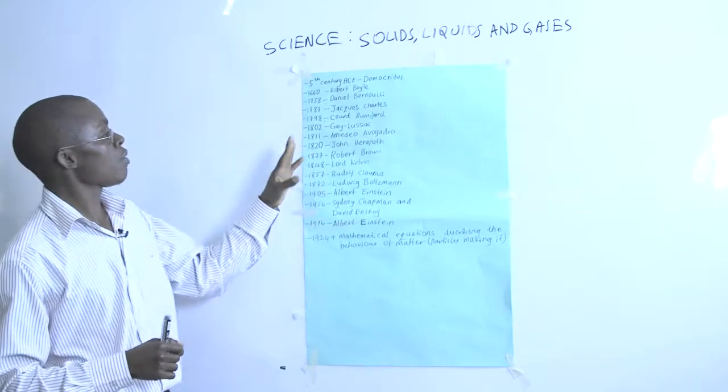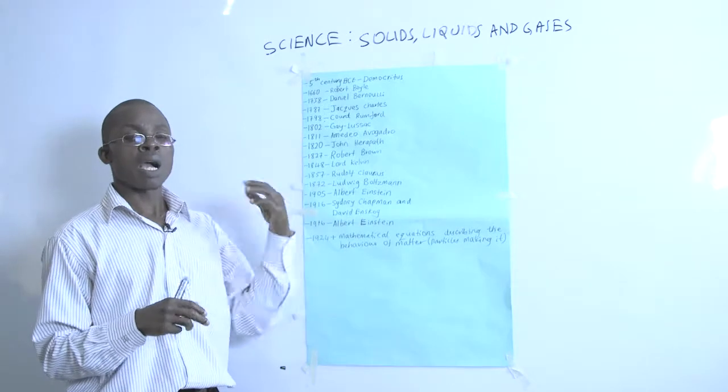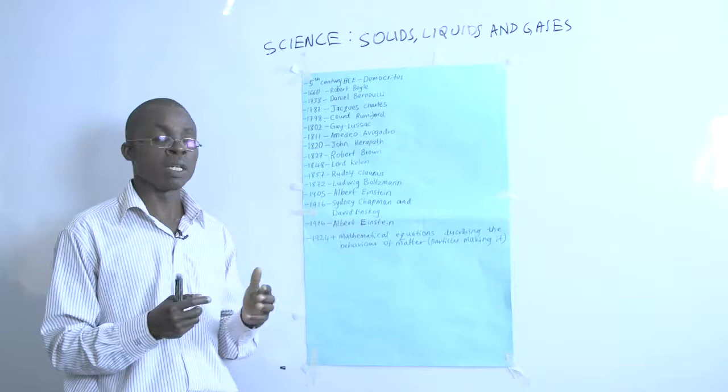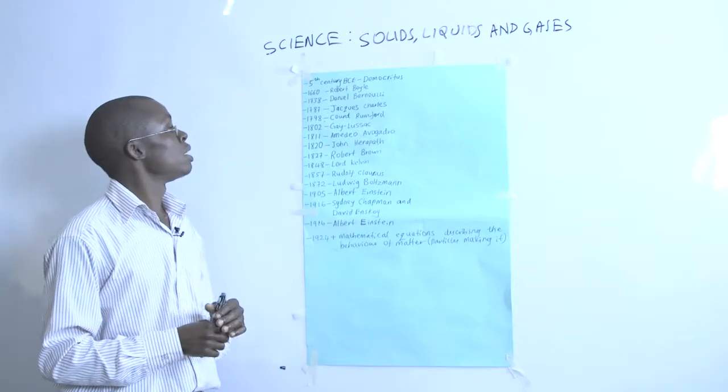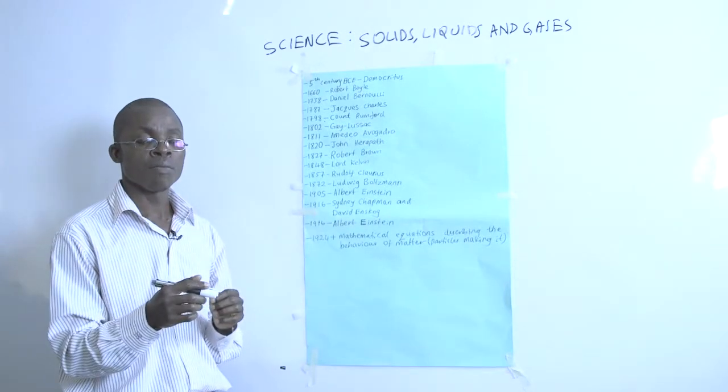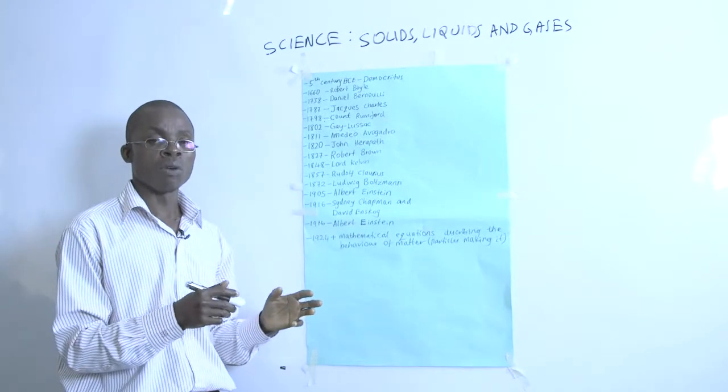So that is a very good explanation, accounting for our kinetic theory of matter as we know it today. It was done in 1660 by Robert Boyle, relating pressure and volume of a gas.